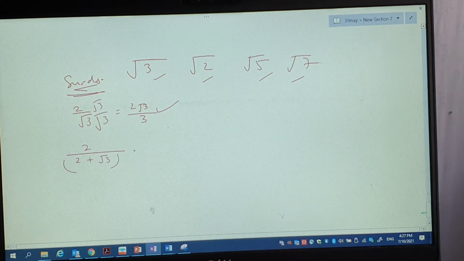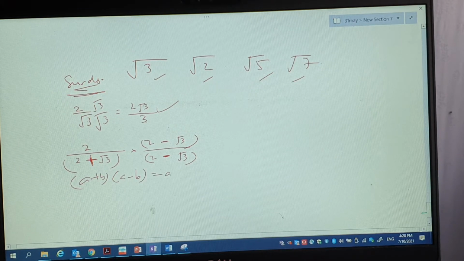When it is like this, you have to multiply by the same thing, everything is the same except the sign must change to minus. Effectively you multiply this fraction by 1, and we're applying (a plus b)(a minus b), which gives us a squared minus b squared. So square this, which is 4, square this, which is 3, and the sign is minus. So you have 2 minus square root 3, and that happens to be the answer.